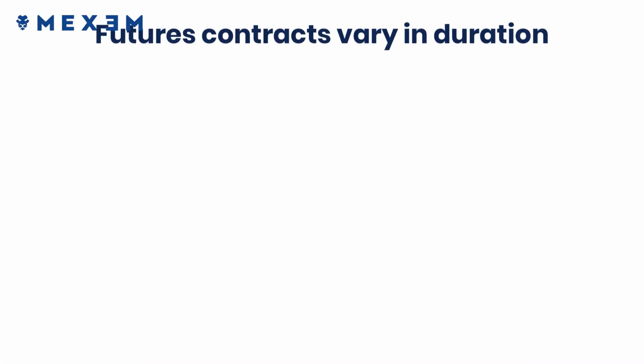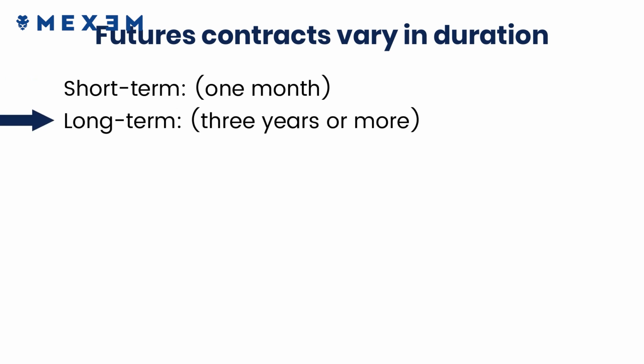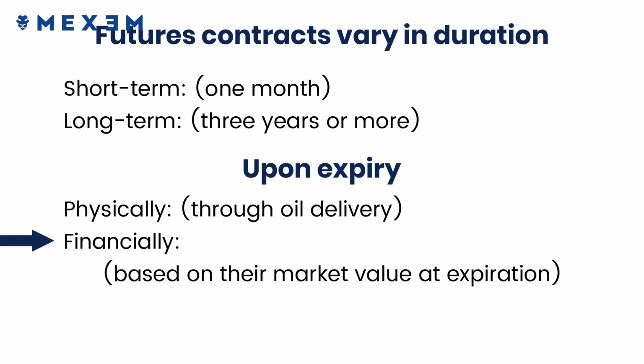Oil futures contracts. Oil ETPs are underpinned by futures contracts. These are agreements to buy or sell a specified amount of oil at a predetermined price on a future date. Futures contracts vary in duration, ranging from short-term, 1 month, to long-term, 3 years or more. Upon expiry, contracts are settled either physically, through oil delivery, or financially, based on their market value at expiration.